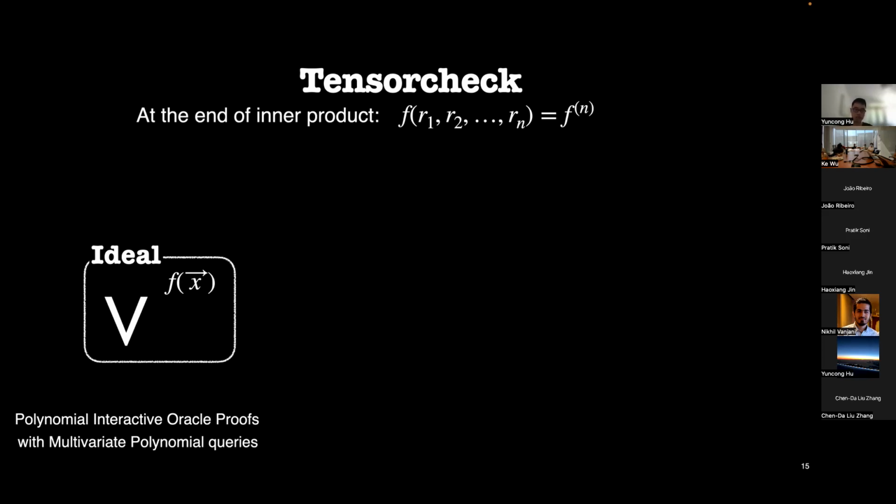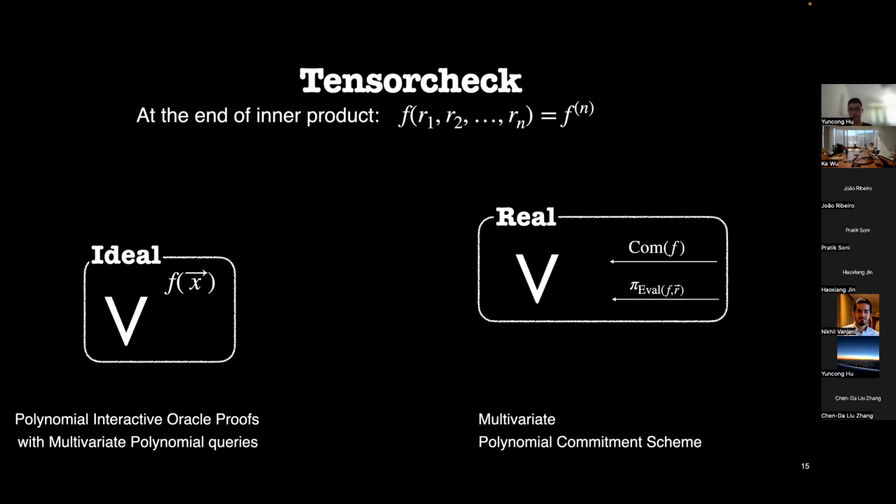we can instantiate this with a multivariate polynomial commitment. So in the ideal world, we will have this polynomial IOP, polynomial interactive oracle proof, which has the multivariate polynomial query. But in real, we can instantiate this with a multivariate polynomial commitment scheme. So the verifier can just commit the element in F using the multivariate polynomial commitment scheme, and finally fetch the multivariate polynomial evaluation from the polynomial commitment scheme. But in Gemini, we do it in a different way.